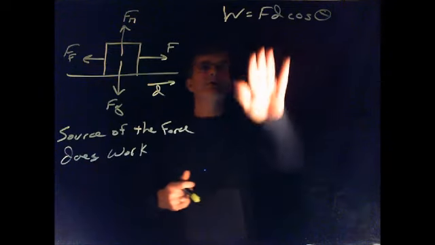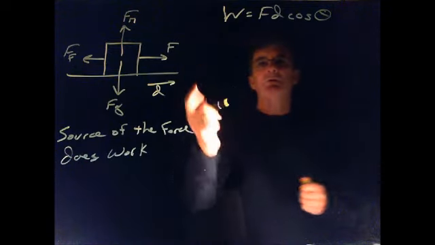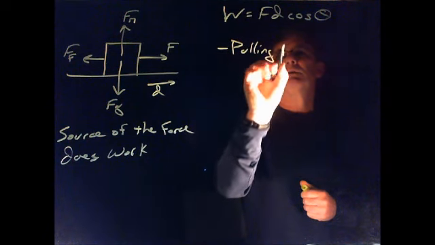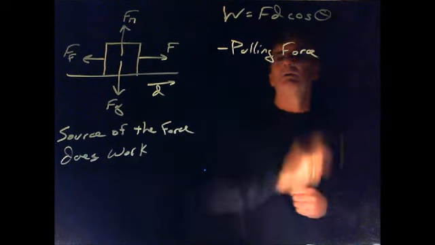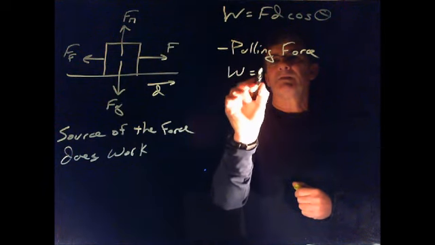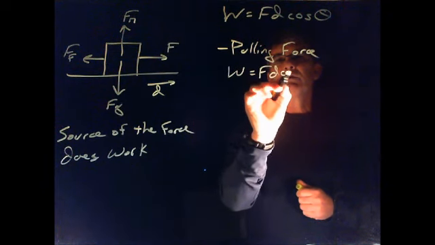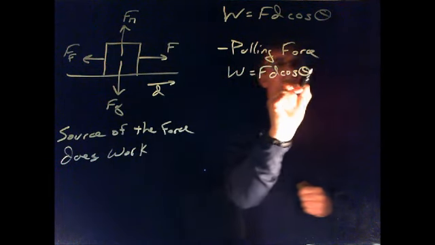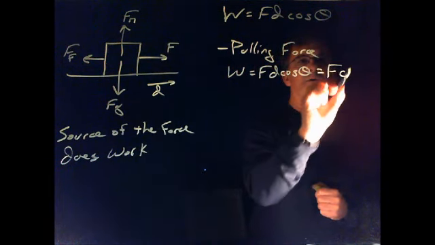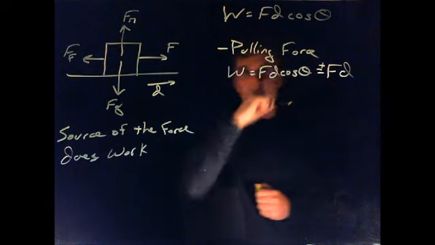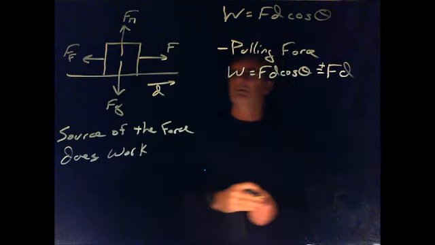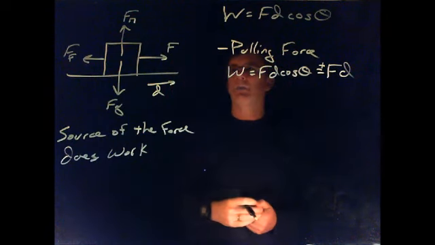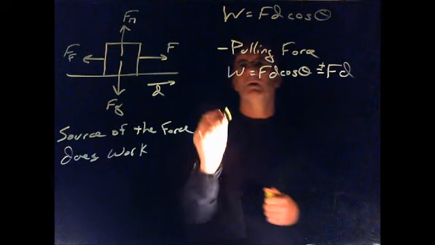Okay. So, if we're dealing with the pulling force, then the work is Fd cosine theta. F and d are in the same direction, so this just works out to be Fd, and it's a positive value. So the pulling force is doing positive work on the box. The pulling force is putting energy into the box. Great. So let's look at friction.